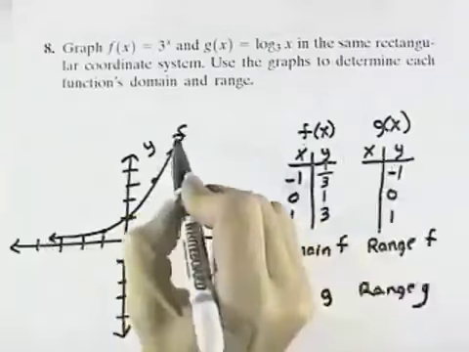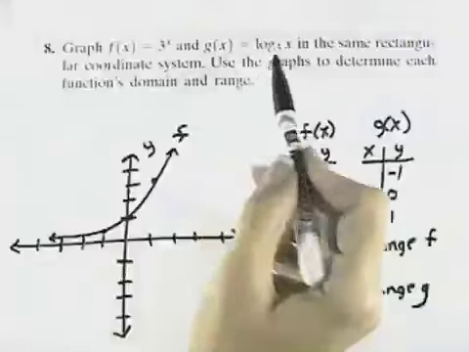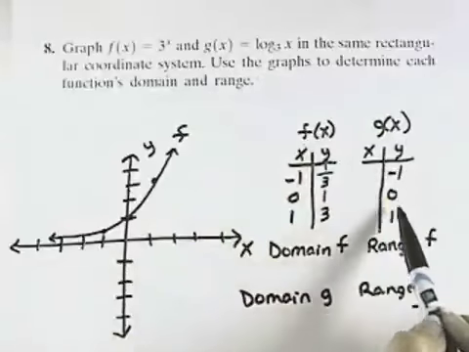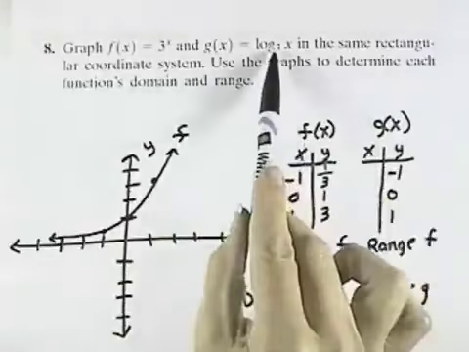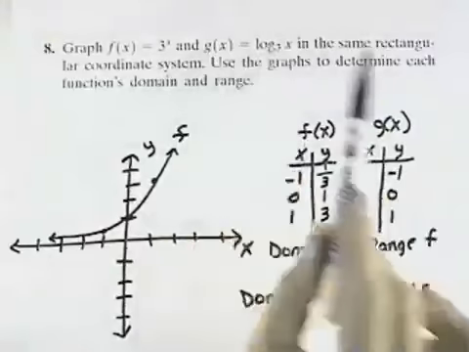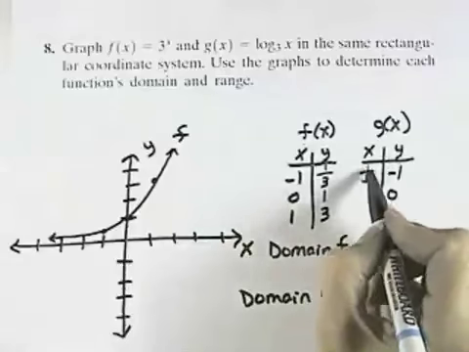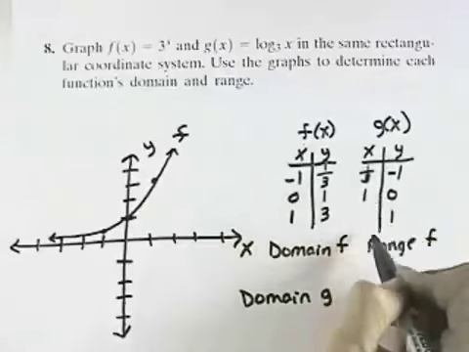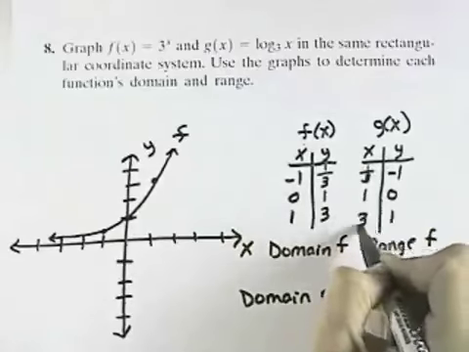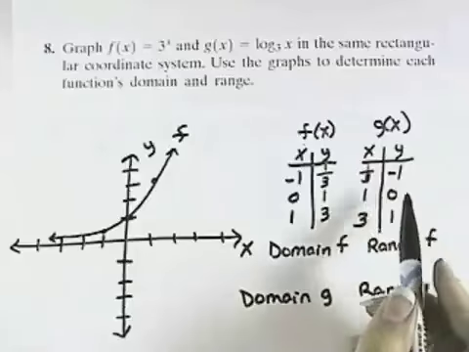Looking at the function g now, I've got log base 3 of x. So if I substitute these in for y instead, this is equivalent to 3 to the y equals x. So I can say 3 to the -1 is 1/3, 3 to the 0 is 1, and 3 to the first power is 3. So I can evaluate 3 points that way.